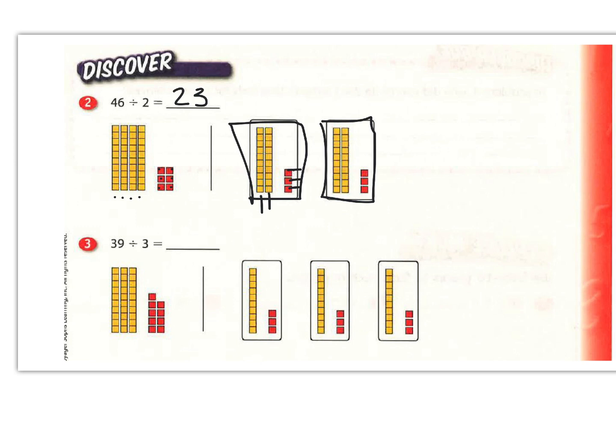Here we have 39 divided by 3. 10, 20, 30, and then 1, 2, 3, 4, 5, 6, 7, 8, 9. So you make 3 groups, 1, 2, 3 groups, and then divide the pieces evenly in each group. So there's 1 ten, and then 1, 2, 3 ones, which is 13.